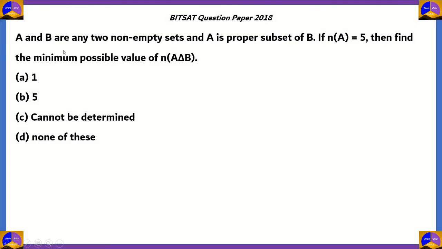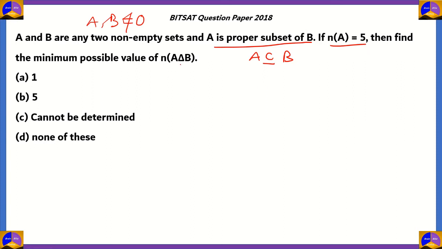Next question. A and B are two non-empty sets, and A is a proper subset of B. If n of A equals 5, then find the minimum possible value of n of A delta B. So A is a proper subset of B, and A and B are not equal to 0, and n of A equals 5.